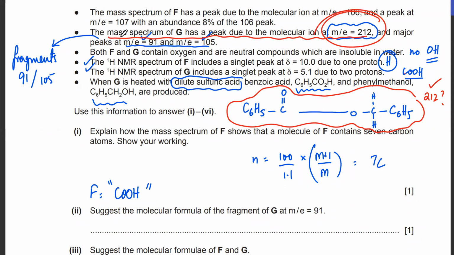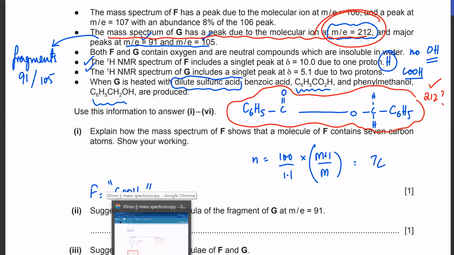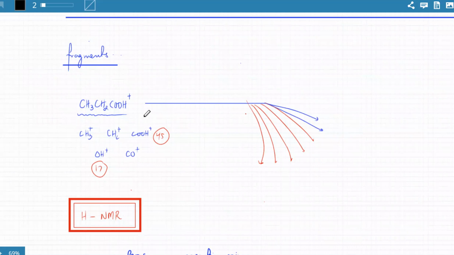Now he's saying that when doing the mass spectroscopy, he got 2 fragments as well, some major peaks at 91 and 105. That is basically the molecule breaking apart. When you ionize it, the molecule breaks up into smaller pieces, and you get their deflection in the mass spectrum. The smaller pieces are lighter in mass, so they get a bigger deflection.